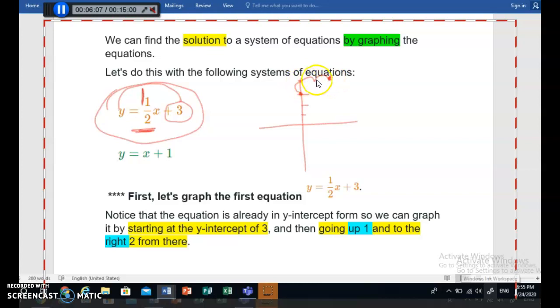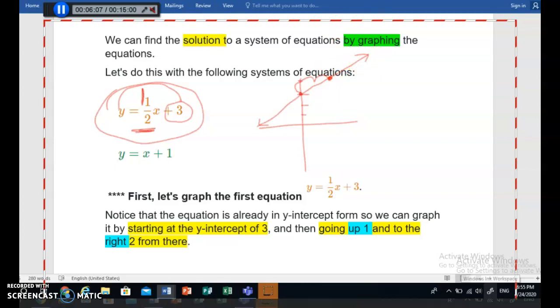Okay, don't stop right here. We stop right here. So from 3, which is the y-intercept point, to 1 over 2. Okay, let's connect these two points. This is our first linear equation.